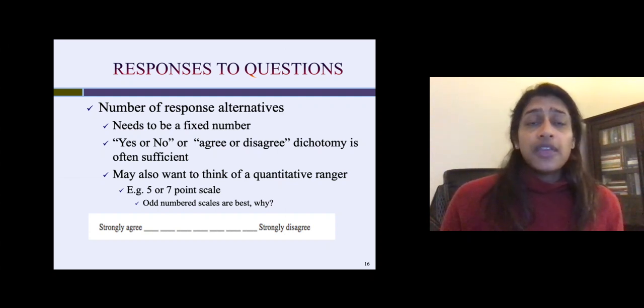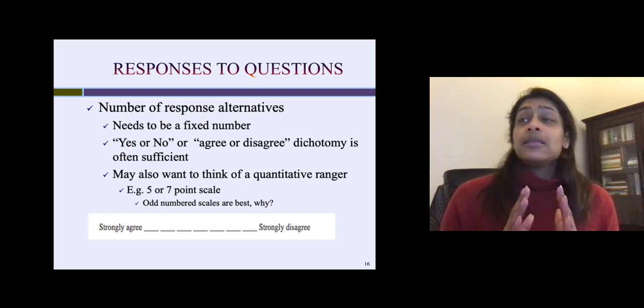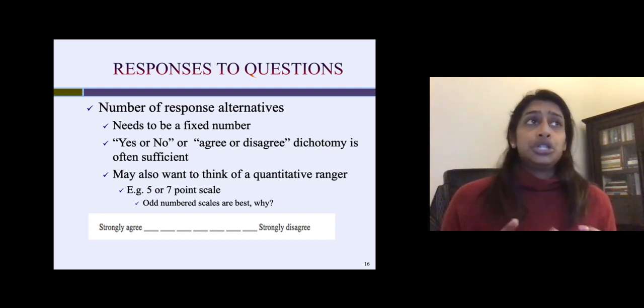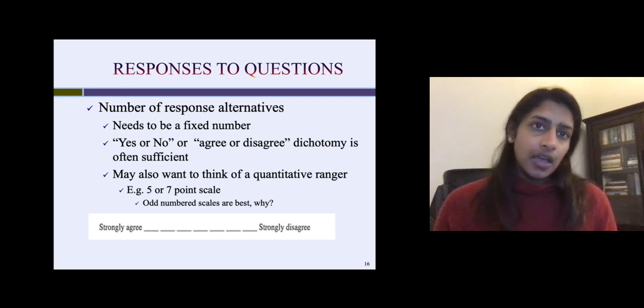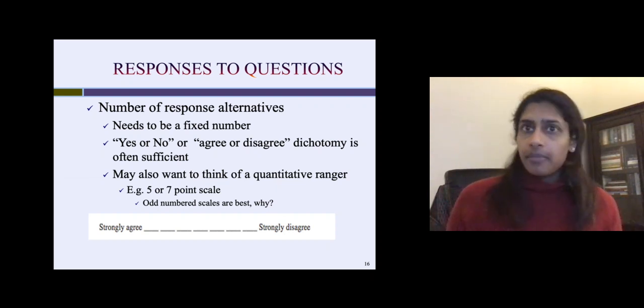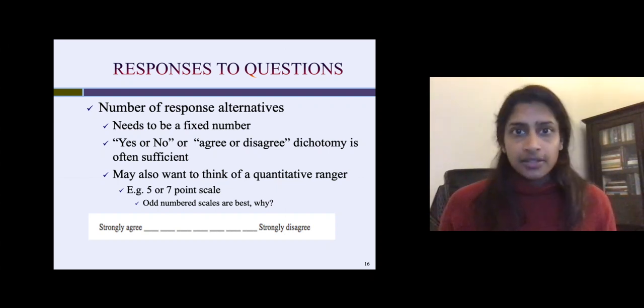You want to also think of a quantitative range. It is best practice to use an odd numbered scale. And why might that be? Of course, you can't answer me.